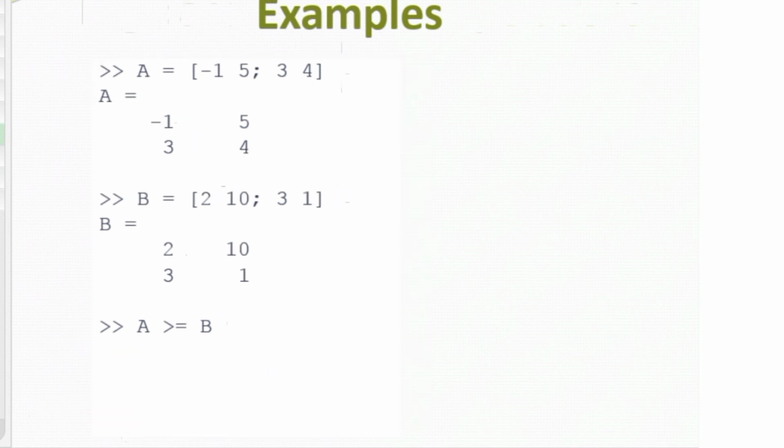And finally, if I work with the same two matrices and look at A greater than or equal to B, now A is greater than or equal to B in the entire row 2. So I get trues in both of those spots.